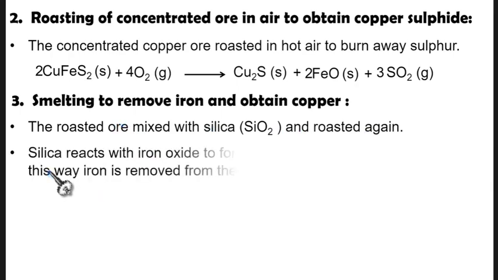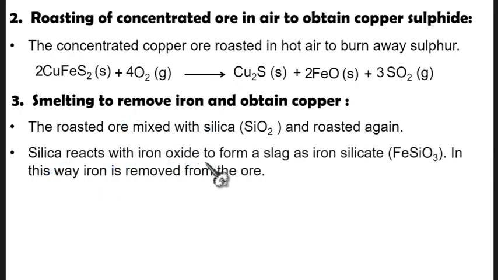Silica reacts with the iron oxide to form a slag called iron silicate. In this way, iron is removed from the ore. So this is how iron gets removed from the ore. The equation for the reaction is as shown.